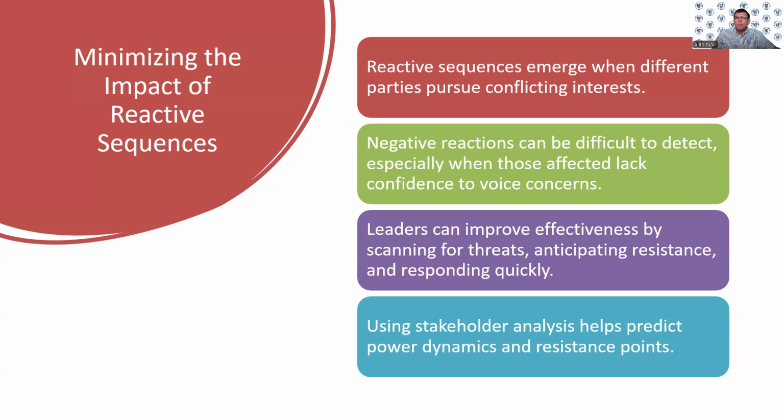Some of the strategies to minimize resistance is to anticipate the potential opposition through stakeholder engagement. The leader should be scanning for early warning signs like hesitancy, lack of buy-in, or silent pushbacks. They need to respond quickly and adapt messaging to reassure the concerned groups.